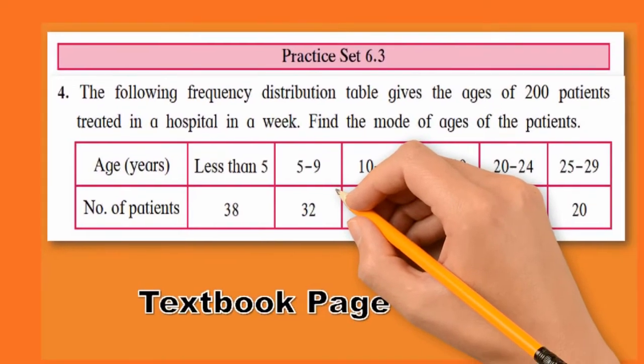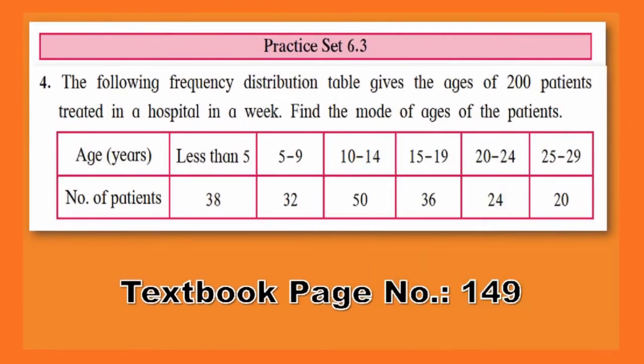Question number 4. The following frequency distribution table gives the ages of 200 patients treated in a hospital in a week. Find the mode of ages of the patients.